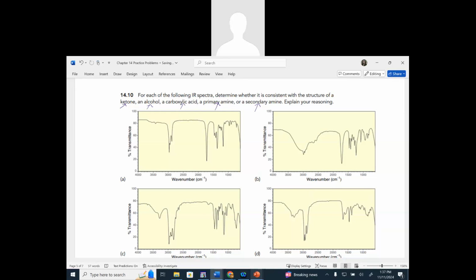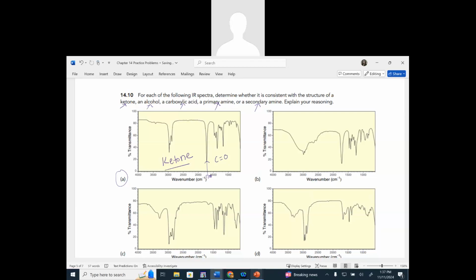So let's take a look at our first spectrum, spectra A here. And as far as characteristic signals go, we have this strong signal here, just above 1700. This is consistent with a carbonyl group stretch of a ketone. So we're going to call this one here a ketone. And again, that signal is right above 1700 for the CO stretch.